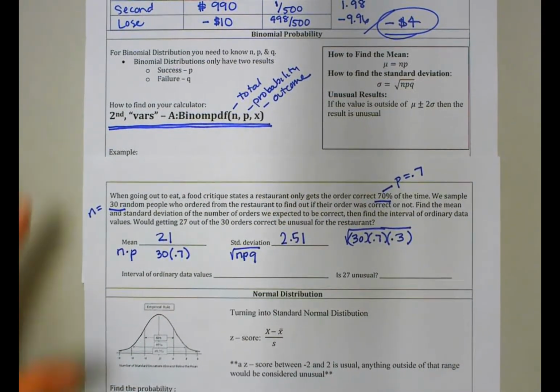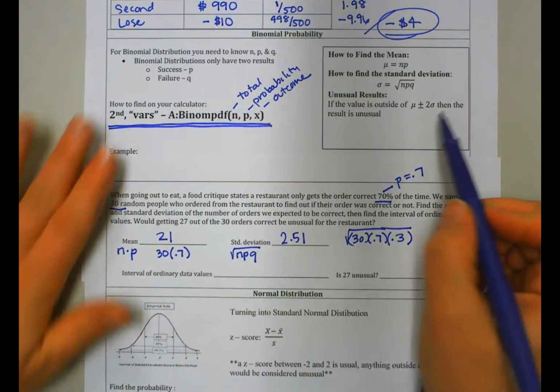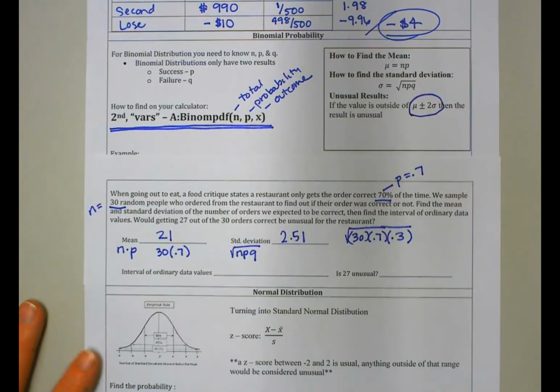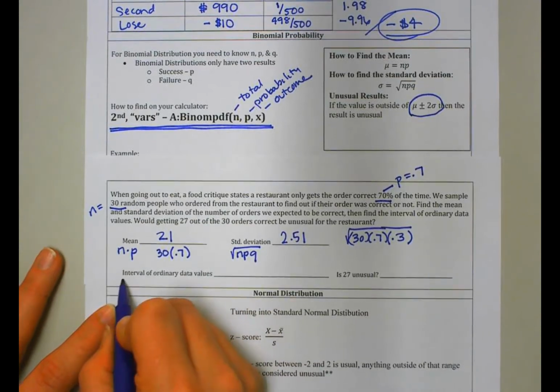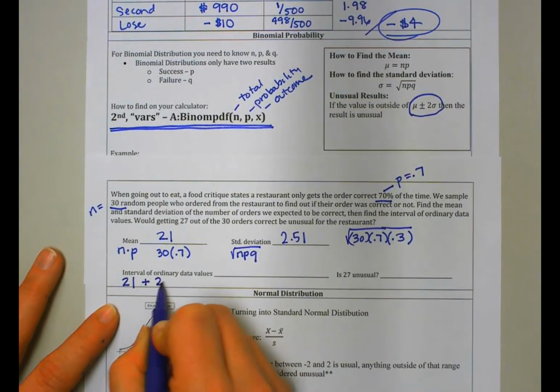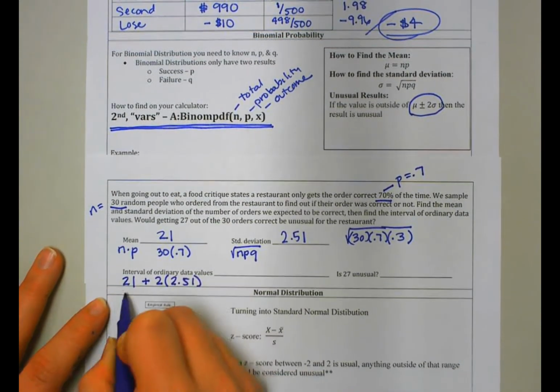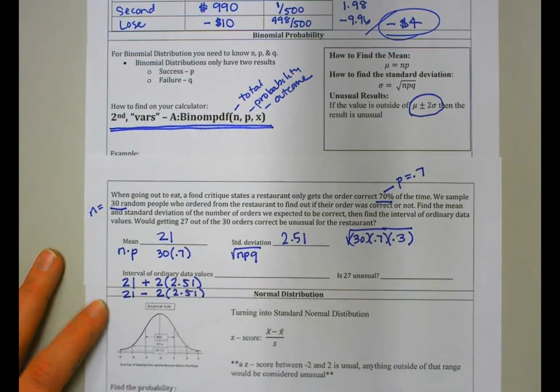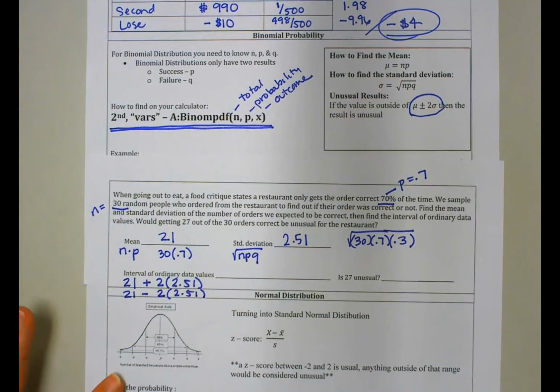So then to calculate our interval of ordinary data, right, ordinary data lives within 2 standard deviations of the mean. So to calculate that, you would take your mean and add 2 times your standard deviation, and then you take your mean and subtract 2 times your standard deviation. And that gives you the range of ordinary values.